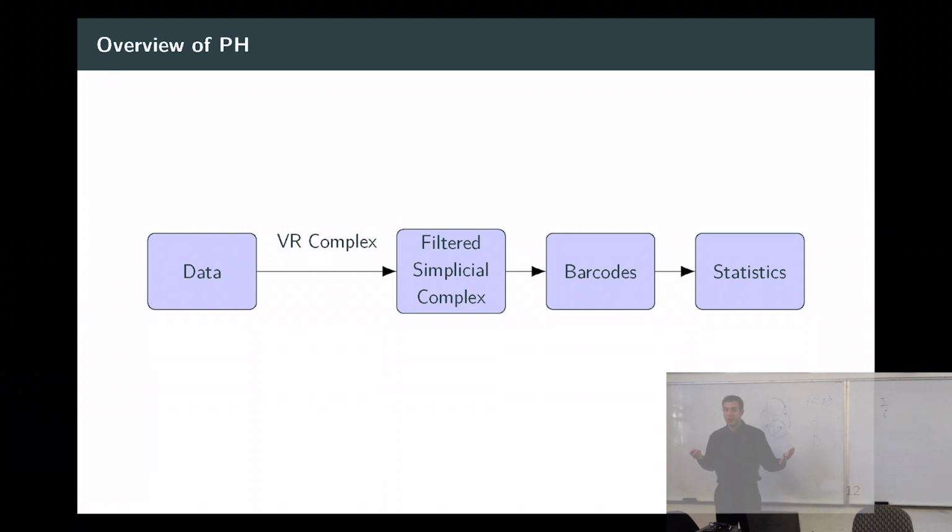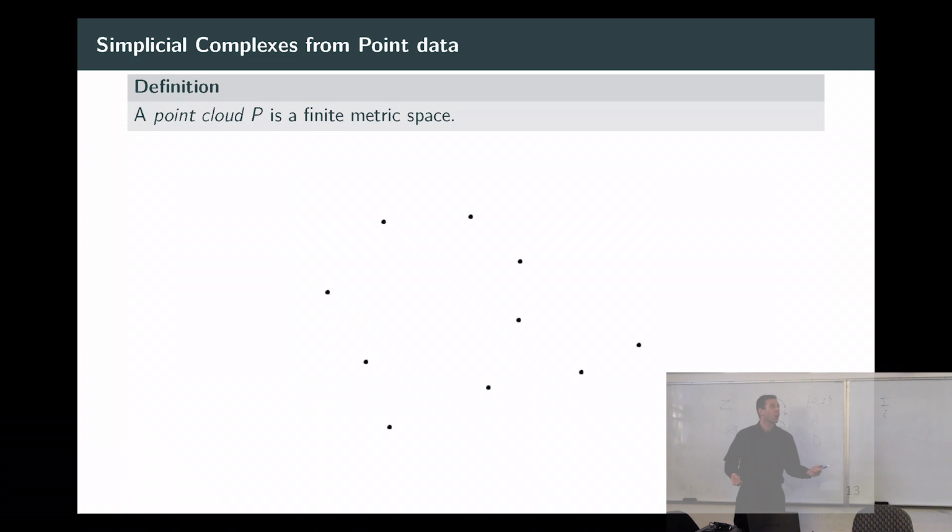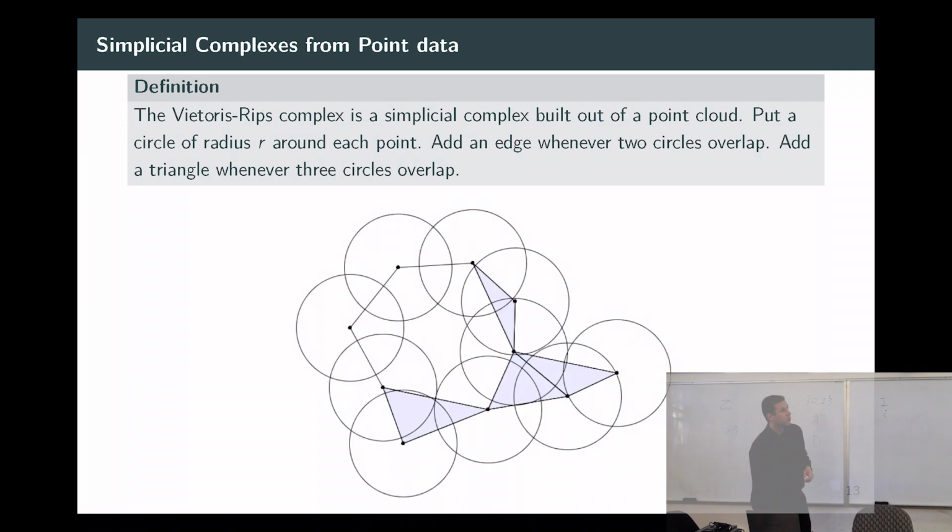So if you have a data cloud, how do we create a topological space from those data? That's the first step. So here, we start off with a data cloud, and we have a point cloud, which is either, you can say it is a finite metric space, or it's in a finite metric space. And what we're going to do is add a parameter, and that parameter is going to create a radius, or a circle of radius r, around every point.